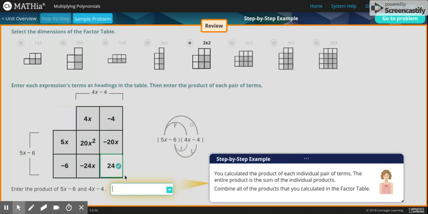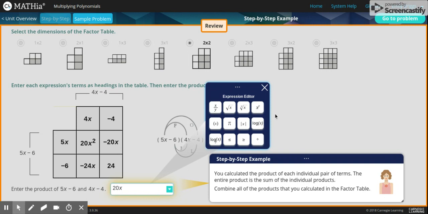After that, you're going to enter all these terms in, and so 20x to the power of 2, and then you subtract 20x because you don't want to write plus negative 20x, you can just put minus 20x, and then you can put minus 24x, which is this term, so these three terms, and then add 24.